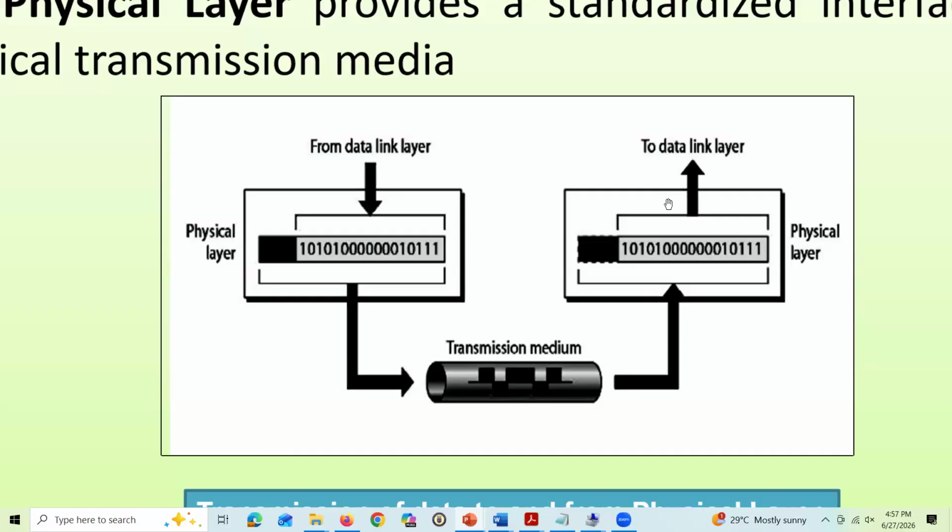If there is variation in what I will receive, then the receiver will send an acknowledgement message to the sender to resend the packet or the data. It will try several times. If it's not possible, then it will drop the packet. So that is about the OSI reference model.